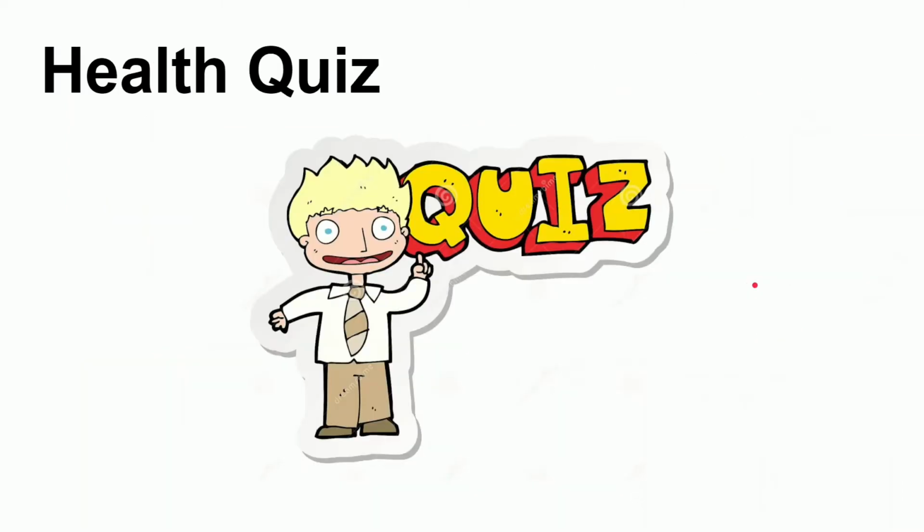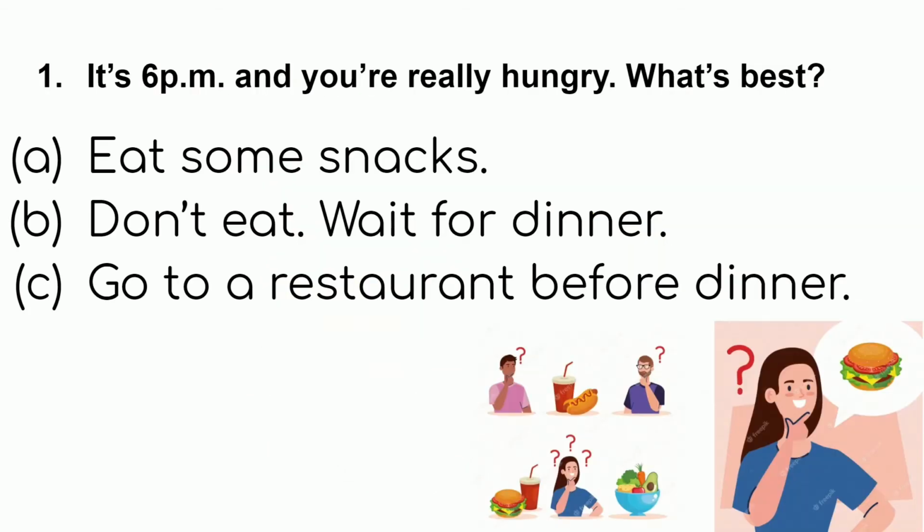Alright? Let's do a health quiz on yourself and you check your status whether you are being healthy or unhealthy. Number 1, it's 6 p.m. and you are really hungry. What's best? A, eat some snacks. B, don't eat, wait for dinner. C, go to a restaurant before dinner. What do you think? This. B, don't eat. Wait for dinner.